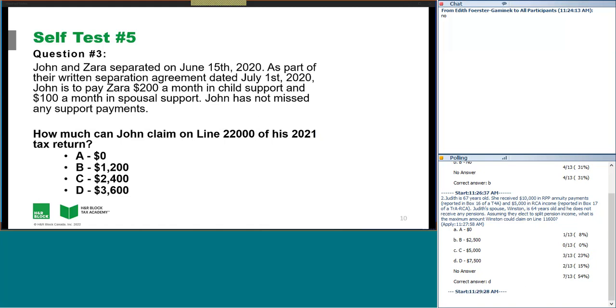This is not as difficult as the example I gave you when you have a part of the year that there were missed payments. If you are working on the one with missed payments, go back to the class, rewatch the recording, and you can practice the Morticia and Gomez one. But let's see if we can get everyone to get this one correct.